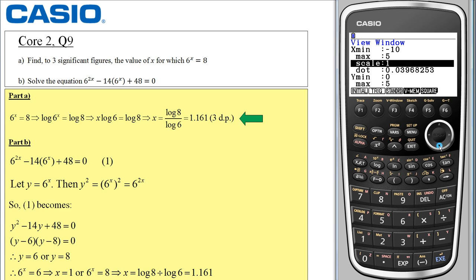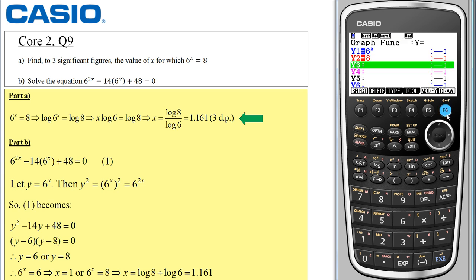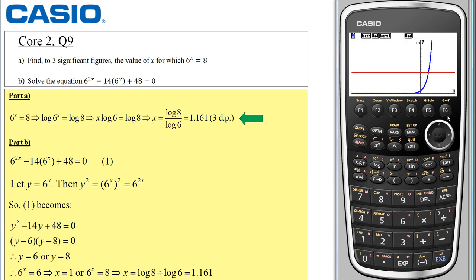If I go down to y minimum, currently it says 0. Well, there's no need to change that because the function is never negative. However, if I go down to the maximum, I'll change that to a larger number. Let's try 20. Okay, and when I draw it this time, I now get a clearer picture about what's going on.